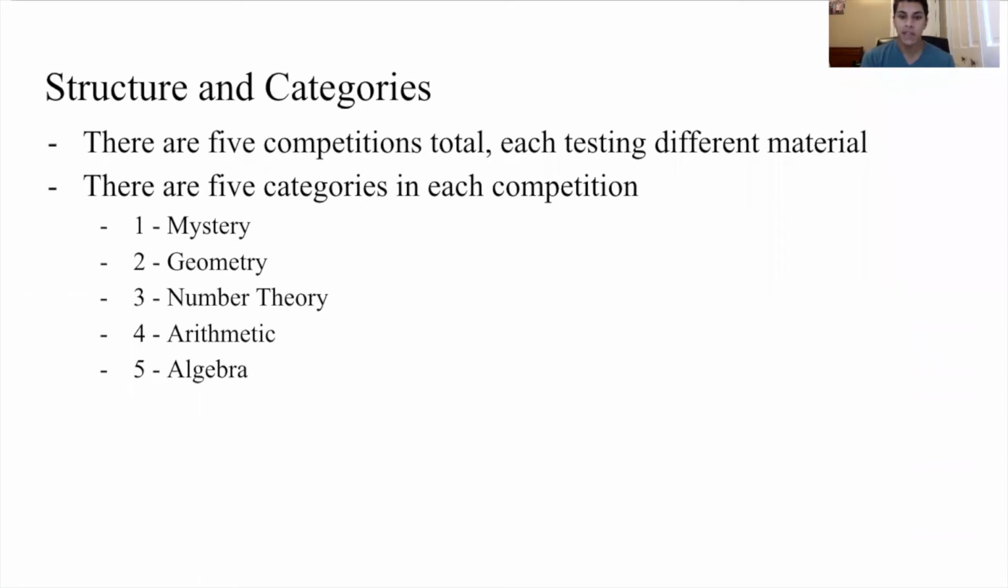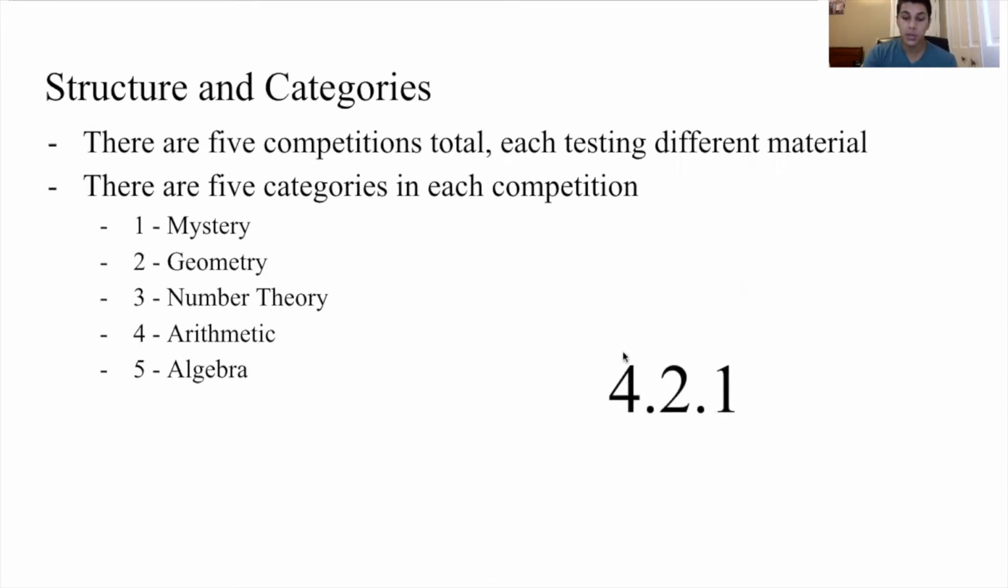Now, inside every competition, there are 5 different categories, which are mystery, geometry, number theory, arithmetic, and algebra. For each of those categories, we assign a number 1 through 5, with mystery being 1, geometry being 2, number theory being 3, and so on, as you can see in the list I have on the screen. Now, the way I'll be labeling my videos is something like this.